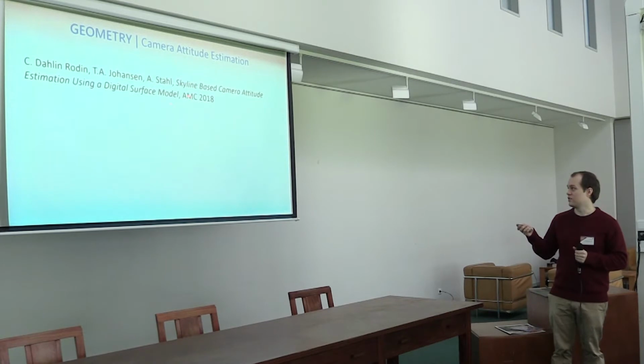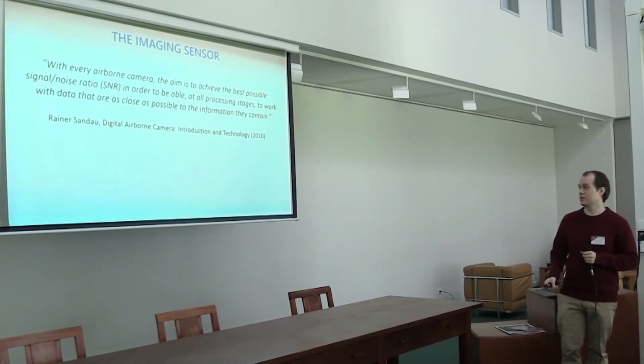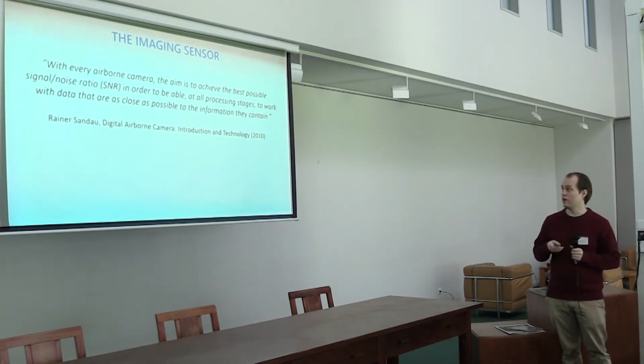This was published in Advanced Motion Control in March this year. Then I will talk a little bit about the imaging sensor and what you should think about if you want a camera that's good for object detection and so on. Basically, this summarizes it.